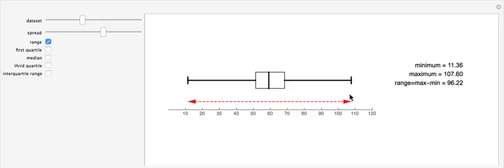The range is really simple. It's just the max minus the min. So when you subtract the minimum from the maximum, you get 96.22, and that's the range, right?